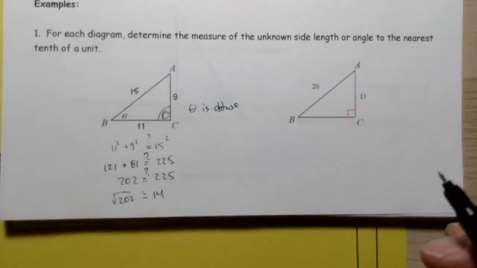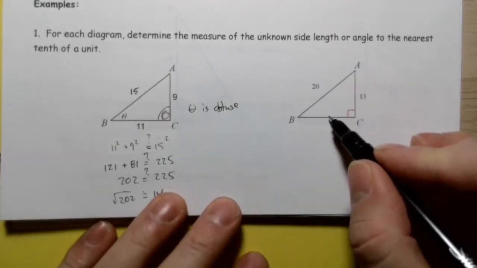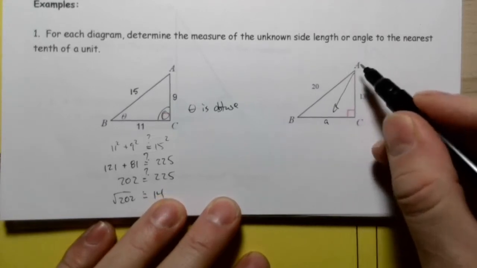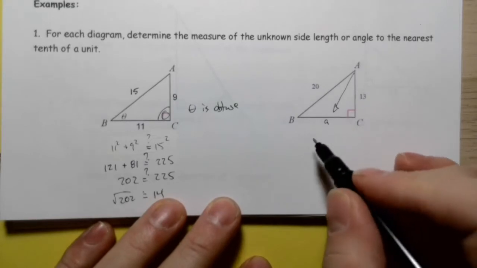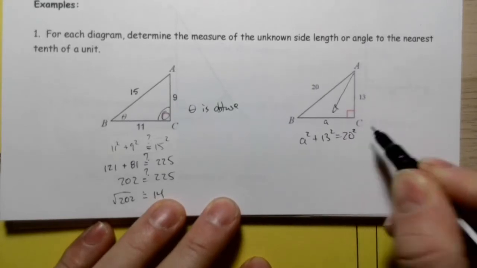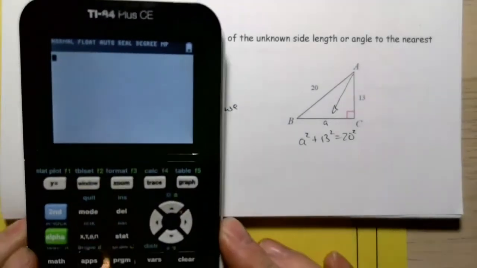Now over here, let's use the Pythagorean theorem to find the missing side. In this case, that's going to be side a. Remember how we label triangles. If that's capital A up there, the opposite side of the triangle is going to be little a. So we're going to get a squared plus 13 squared is equal to 20 squared. Remember, that's how that works when we plug those values in.